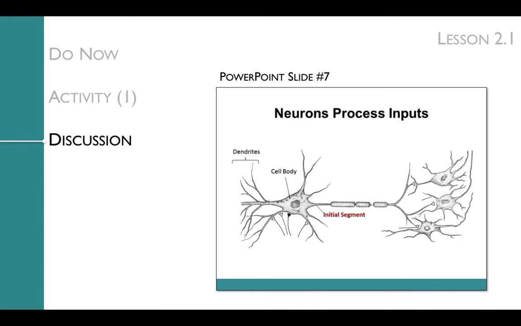The inputs received from the dendrites are processed by the initial segment, which is the very first section of the axon. The initial segment calculates or processes all the inputs and determines whether or not to send a signal.